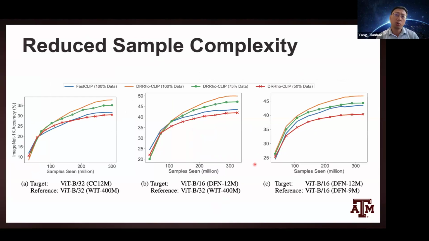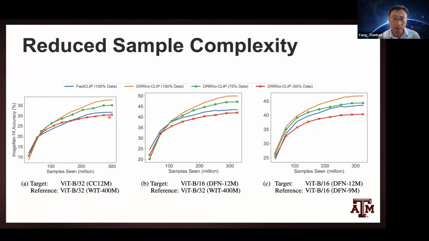We also did a lot of ablation studies. Here we compare to the regular training. FastCLIP is what we proposed before, and this is the regular training of the CLIP model. We compare DRO-CLIP with different sizes of training data and with different reference models: either an open-weight model released by other people, or we train our reference model on smaller data sets. Then we can reduce the sample complexity.